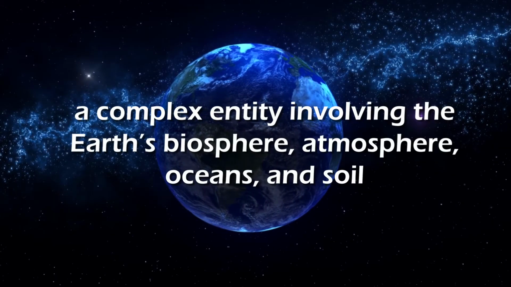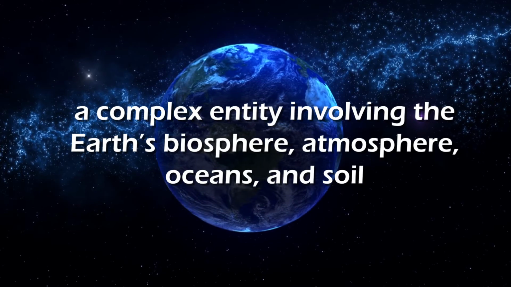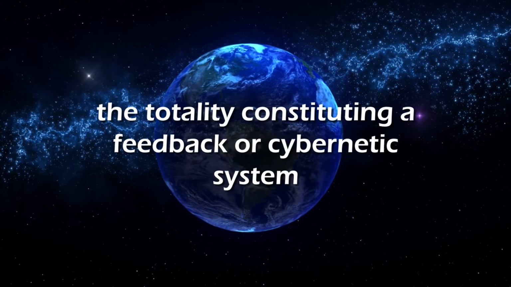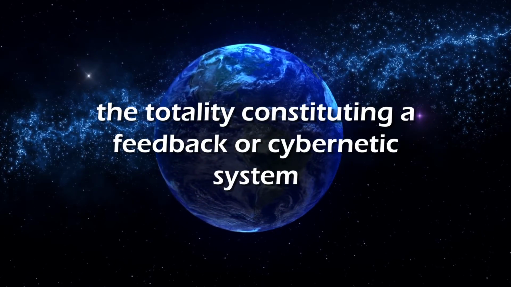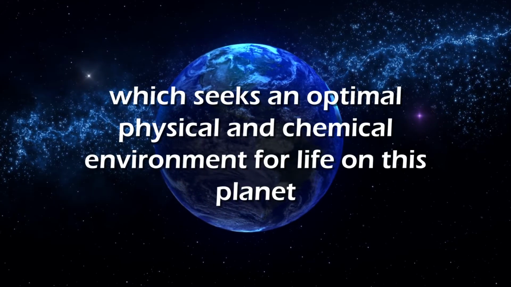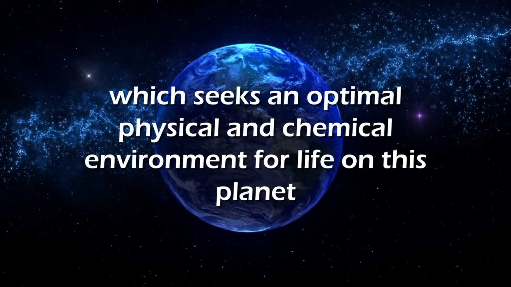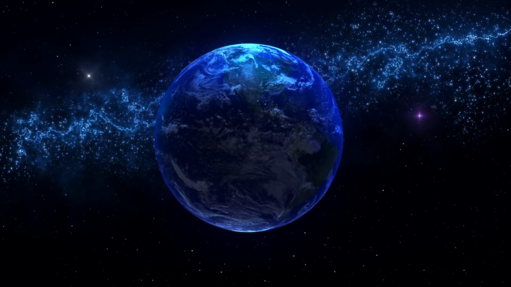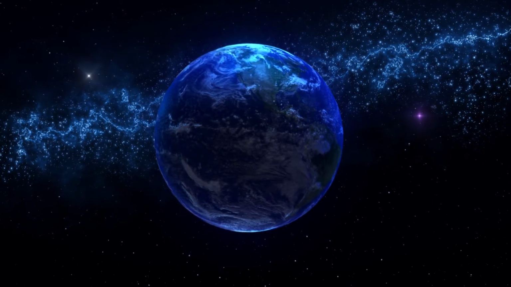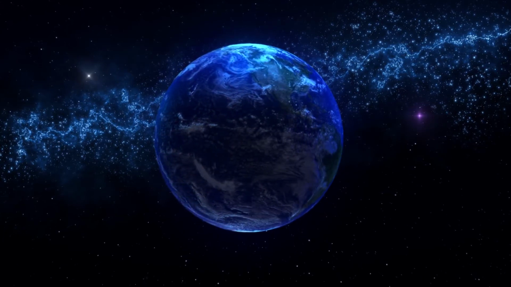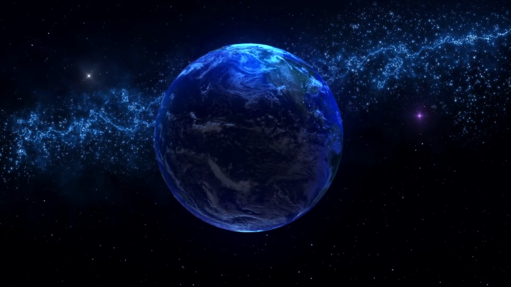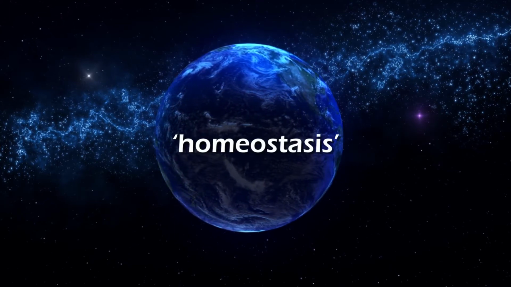A complex entity involving the Earth's biosphere, atmosphere, oceans and soil, the totality constituting a feedback or cybernetic system which seeks an optimal physical and chemical environment for life on this planet. The maintenance of relatively constant conditions by active control may be conveniently described by the term homeostasis.